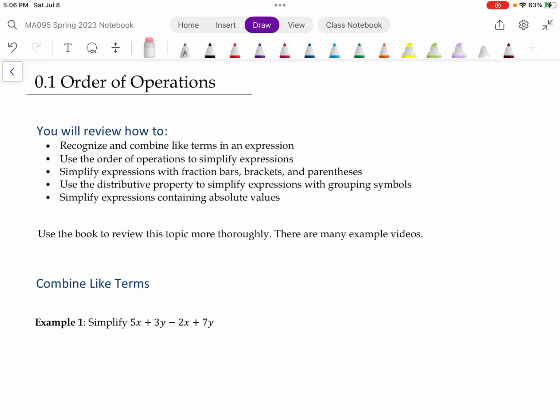All right, so as you see, there's a list of objectives there. You will review. Normally I say you will learn, but I think most people already have learned these things in the past, but maybe just don't remember them. And if you've never learned them, you might want to take a little extra time on this.